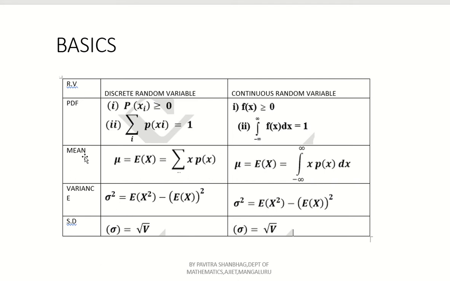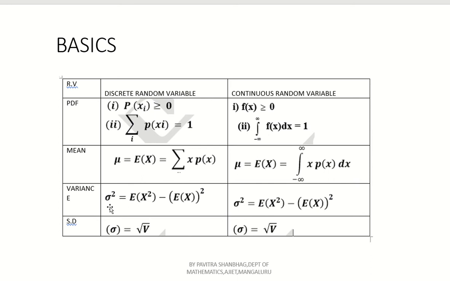And what is the mean of a discrete random variable? Mu equal to E of x, which is equal to summation x into p of x, right? Now, for the continuous random variable, what is mu? That is equal to E of x, which is nothing but the integration of x into f of x dx, or x into p of x dx. Whatever the probability function they give, you have to take that. But here the limits are from minus infinity to infinity.